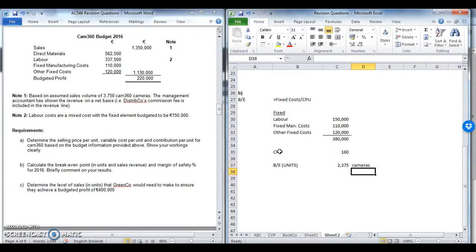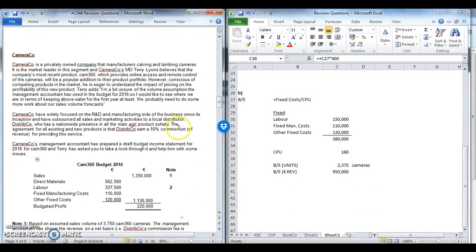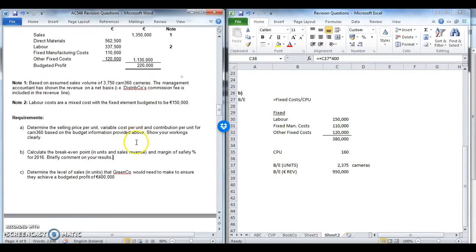And don't forget, you're also asked to do it in sales revenue, so the break even in euro revenue will be essentially just the 2375 times 400. So you need to make sales of 950,000 to break even. So again, that just gives the manager of CameraCo an idea of, look, what scale do we need to reach here to break even in its first year, right? And particularly around the volume side of things, because as you know already up here, Terry is not sure about the volume assumption. Therefore, we want to see is there much of a buffer. And that buffer then is measured by the margin of safety.